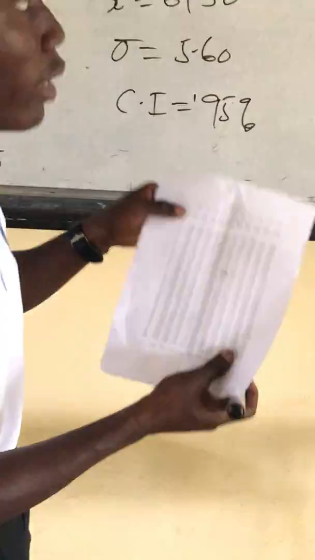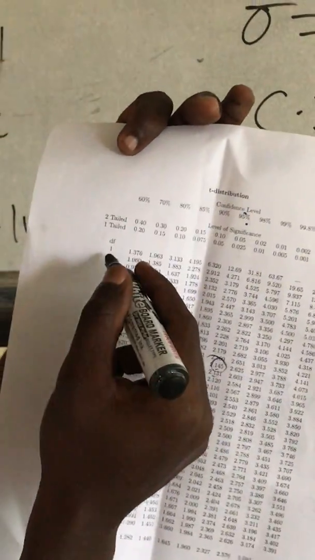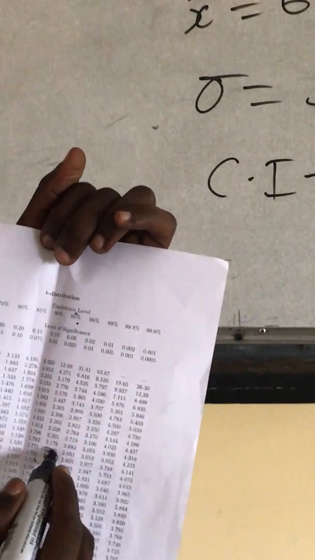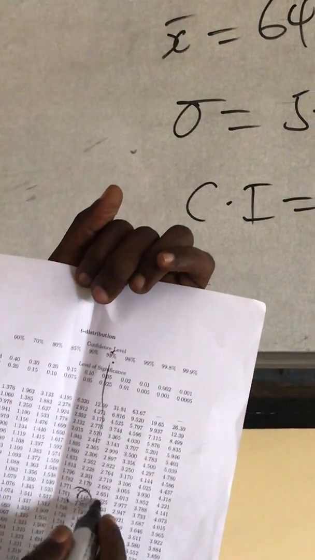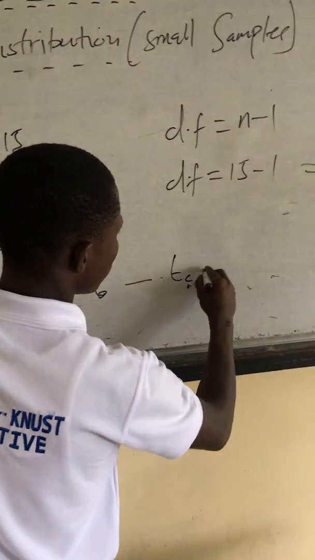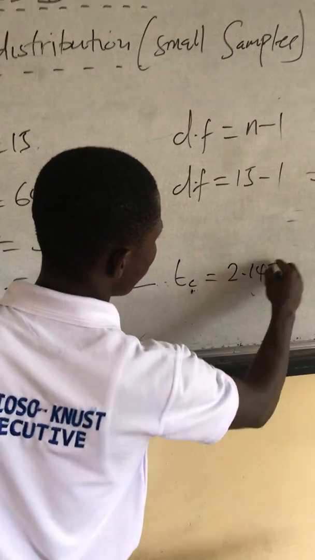So we look on the T distribution table. Degrees of freedom here we have 1 to 100. Per the question, our degrees of freedom was 14, so 14 is here, and the confidence level was 95%, which is also here. So you trace from 14 to where you get 95%, and my T of confidence is 2.145. So here T of C is 2.145.